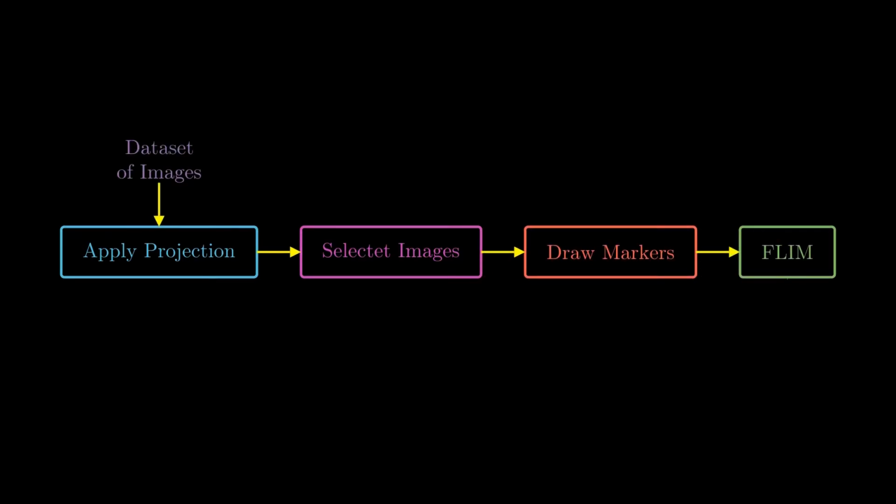To apply FLIM to some problem, one can follow these steps. Get a projection to select images, draw markers, and apply FLIM to build a feature structure.